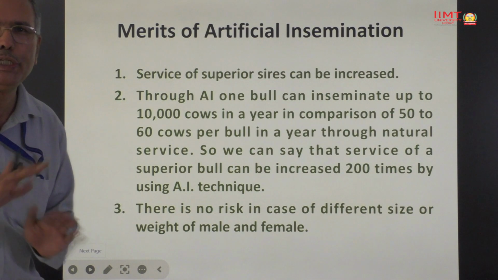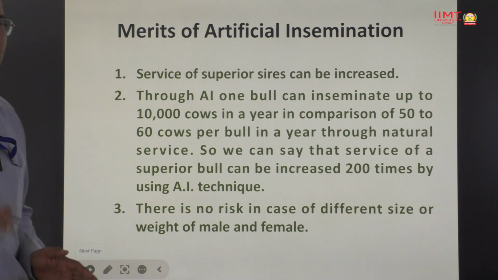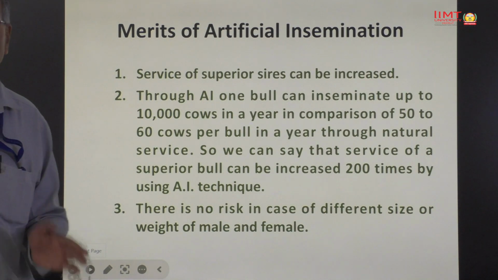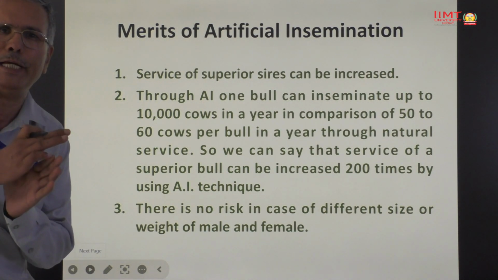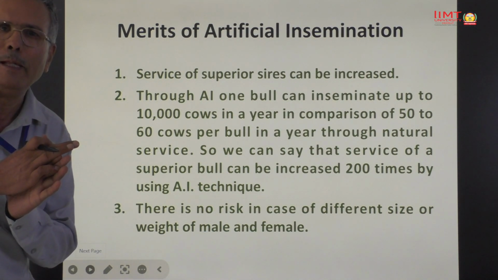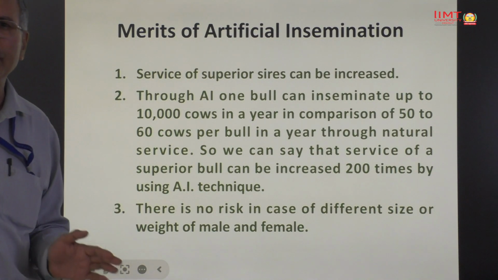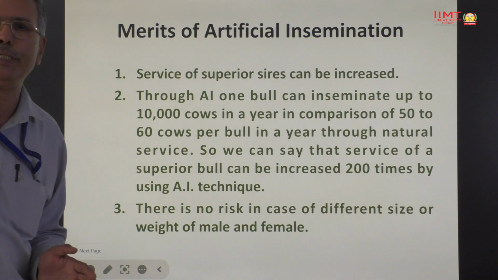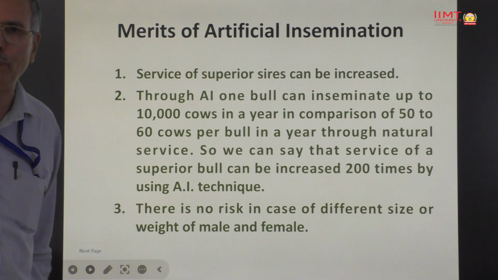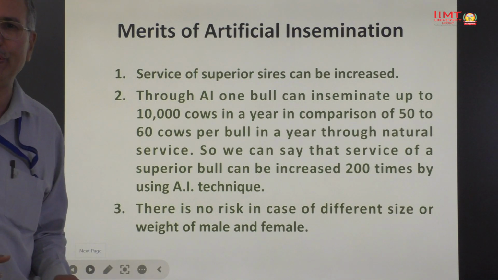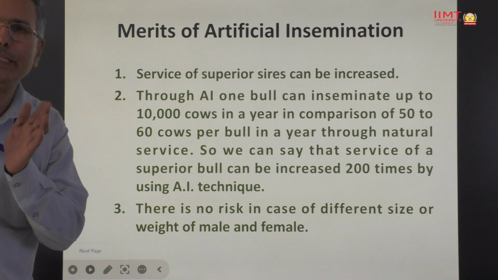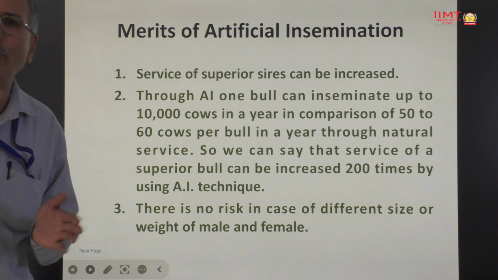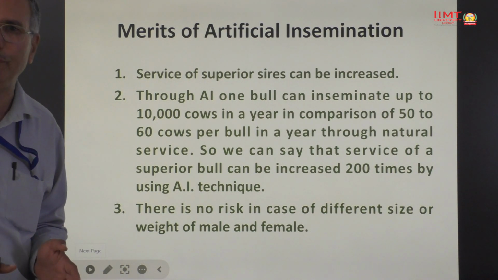There is no risk in case of different size or weight of a male and female. If the weight of a male and female is different, then through artificial insemination we can inseminate a cow without any problem. Whereas in case of natural service, if the female is lower weight and the bull is heavy weight, there is a risk of injury during natural service.